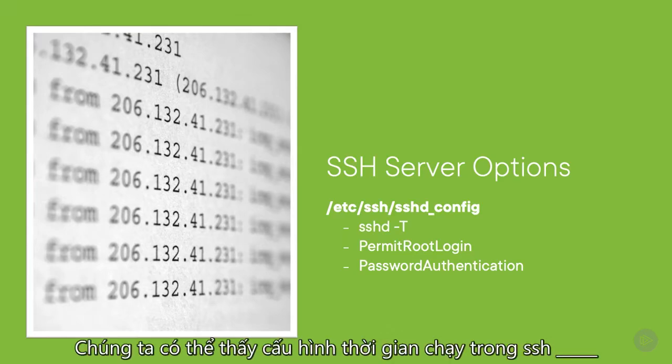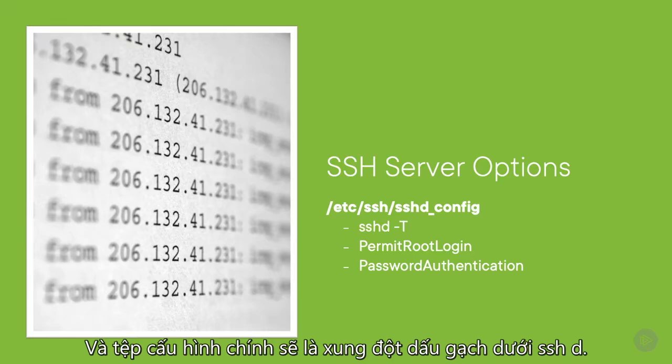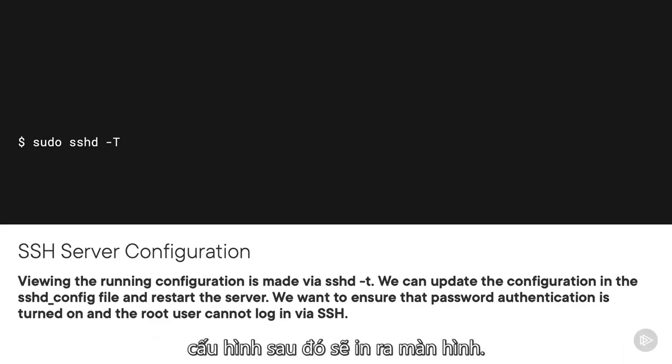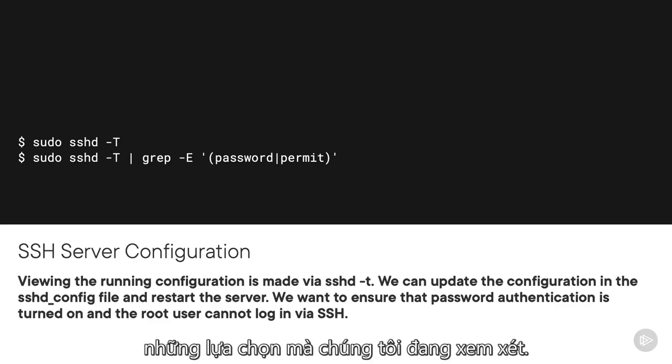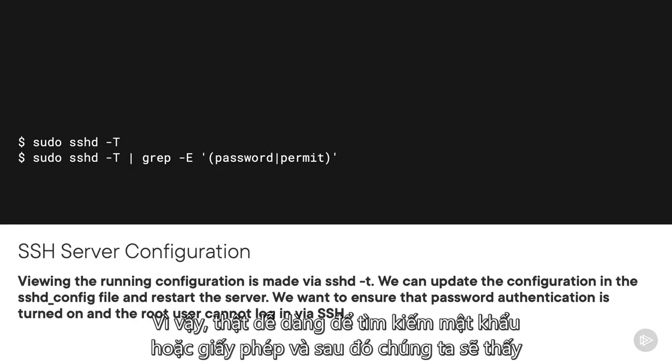We can see the runtime configuration within the SSH daemon itself using the option uppercase T. And the main configuration file is going to be the sshd_config. So we want to go through and actually check our runtime configuration. That will then print to the screen. We can always go through and search for any of the options that we are looking at. When we see the runtime configuration, it's all in lowercase, so it's easy to search for password or permit.